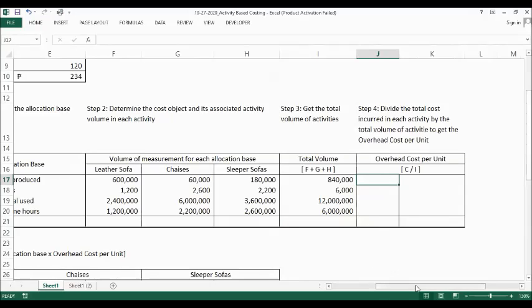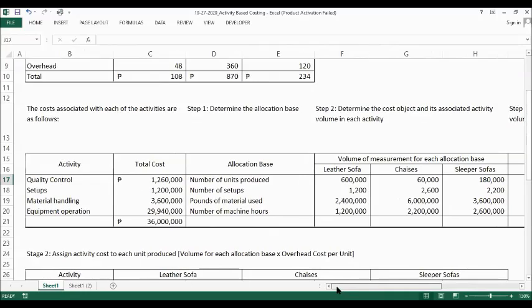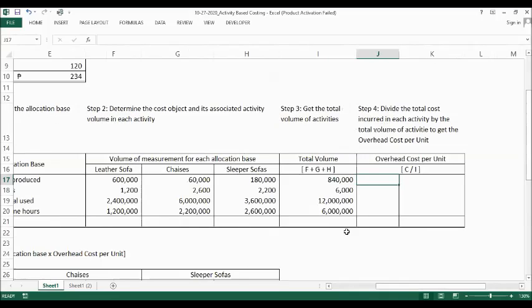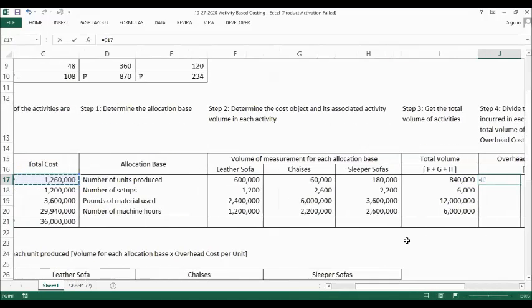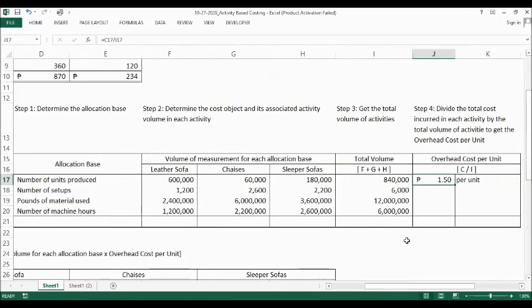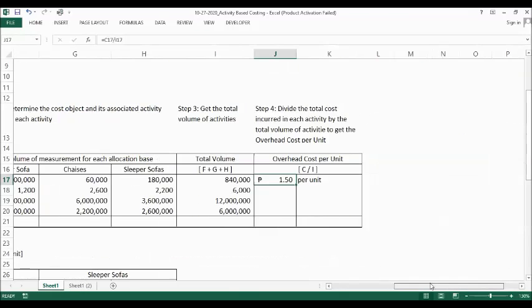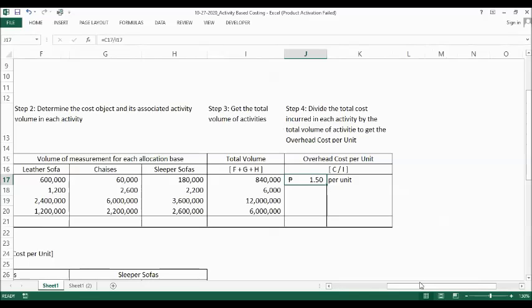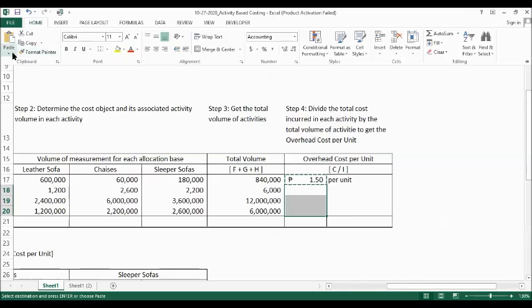So overhead cost, as may total cost, ito 1.2 million. Ito yung number of units produced. Therefore, equals total cost divided by total volume. Therefore, for quality control, each unit is worth 1 peso and 50 centavos. We also do the same for the rest. Just copy and we just paste the formulas.